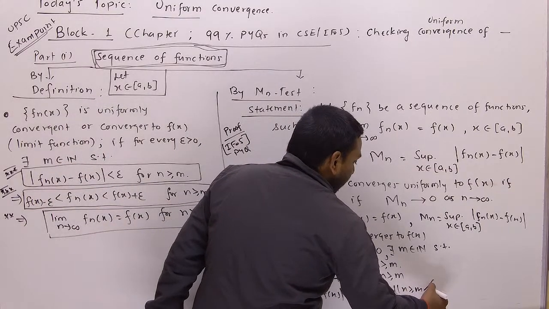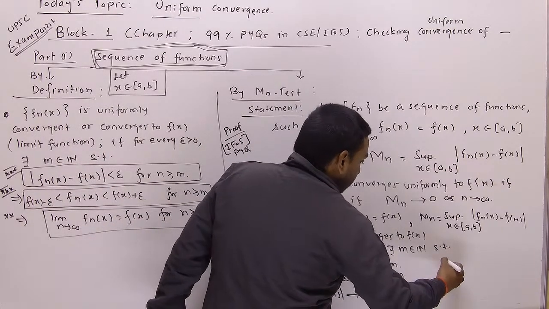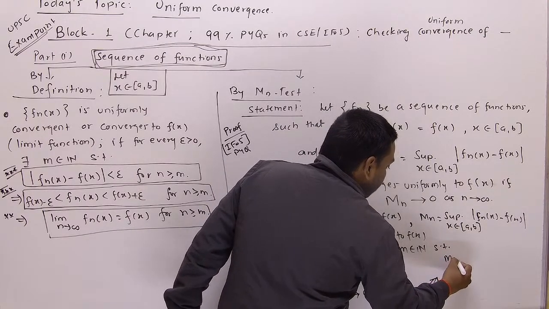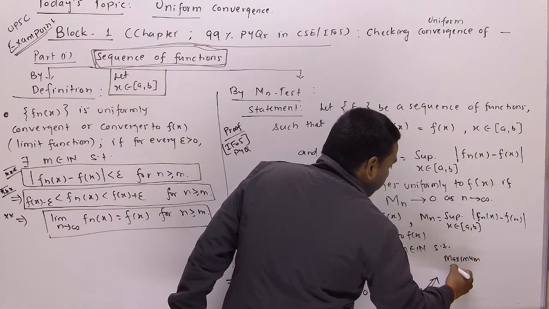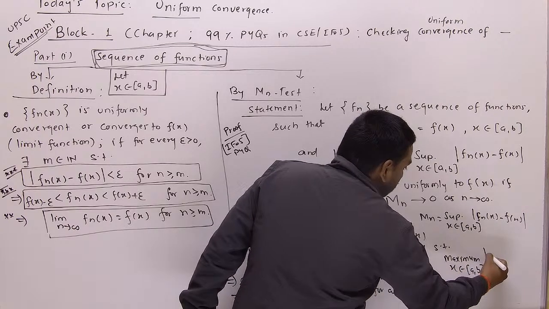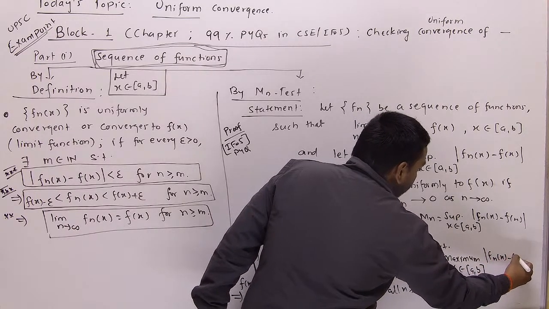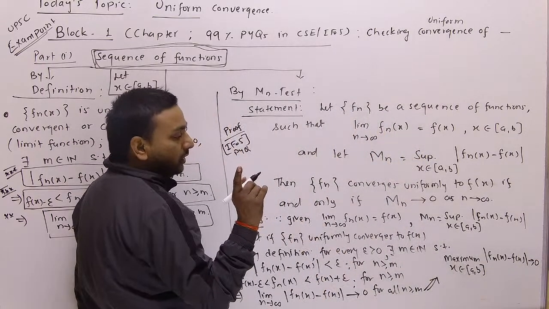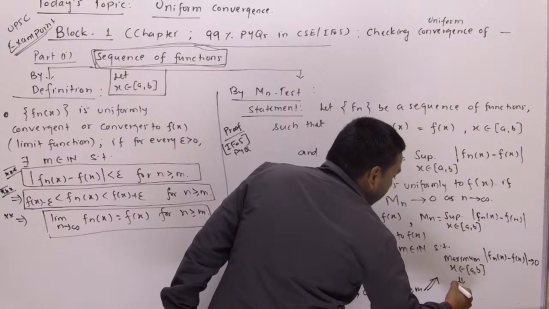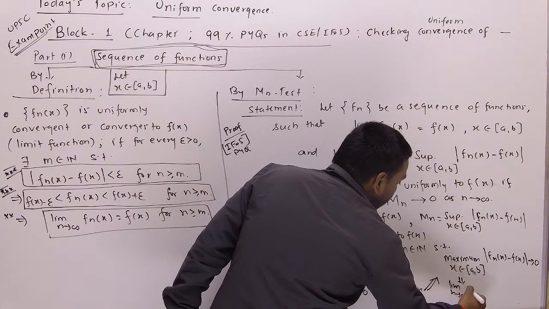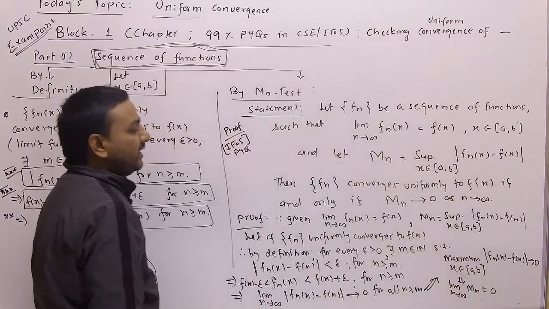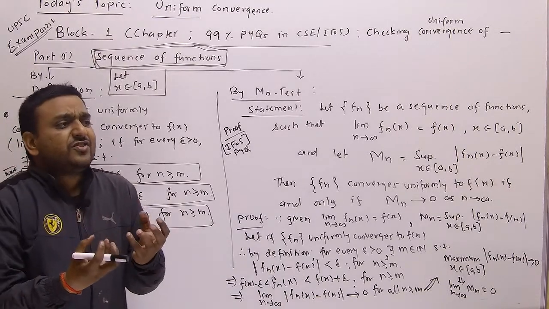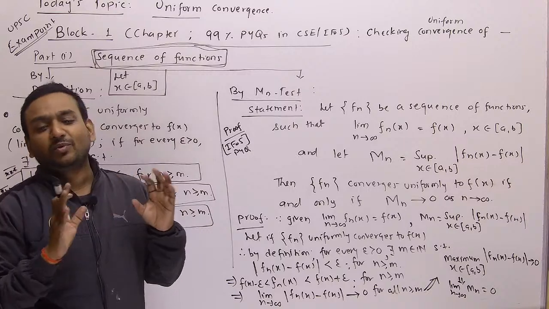So this will imply further supremum, or you can say the maximum x belongs to a modulus of fn x minus f of x, that will also tend to 0 or not. So this implies limit n tending to infinity mn equals to 0. So this is just the interpretation of definition, nothing more than that.